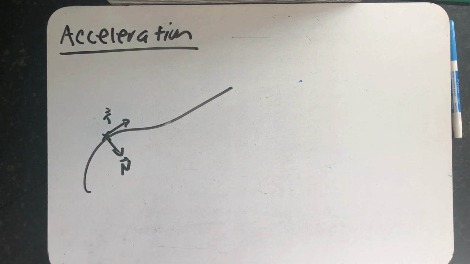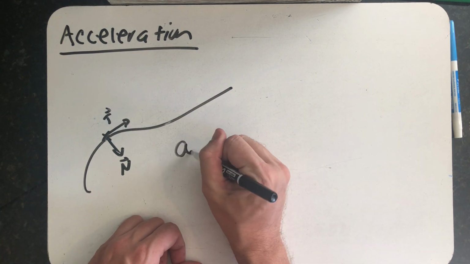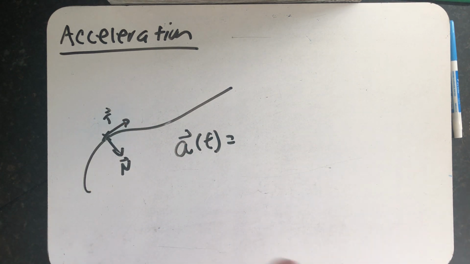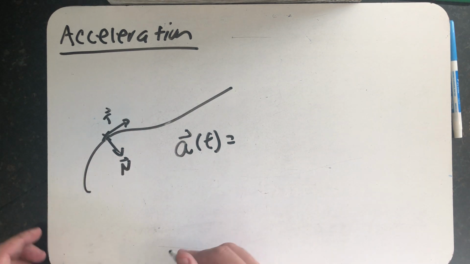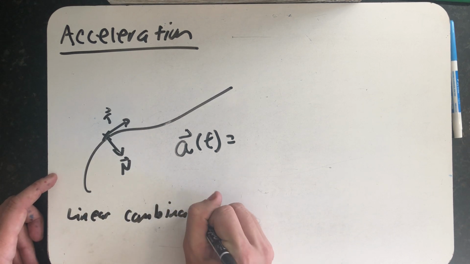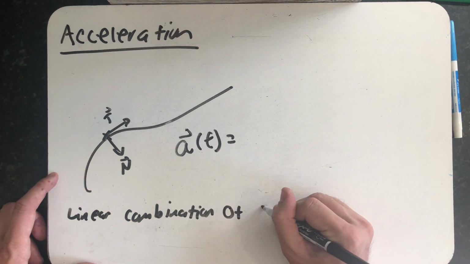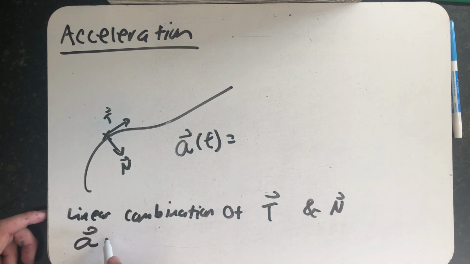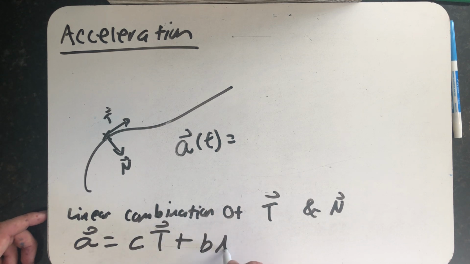Okay, well, one really neat thing is that the acceleration vector always lies in the plane spanned by T and N. The acceleration vector always lies in the osculating plane. It does not have a component in the direction of B. The fact it lies in the osculating plane means I can write the acceleration vector as a linear combination of T and N. That is, I can write the acceleration vector as some constant, which I could call C times T, and some other constant B times N.